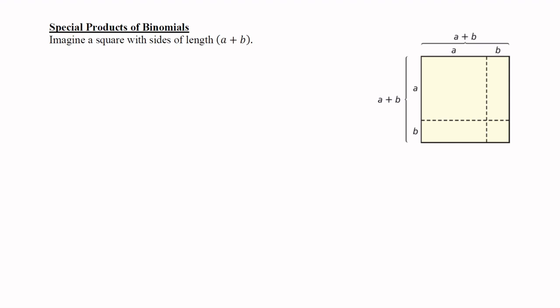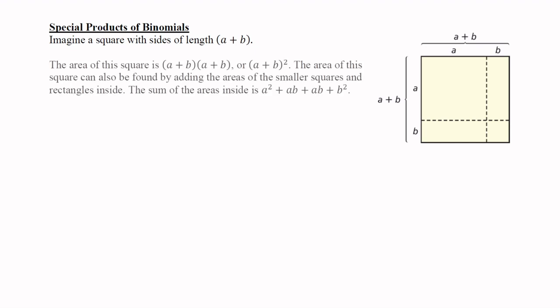You see that on the top and over on the left-hand side. We have a portion of the length as a and another portion of the length which is b, and when added together you get the total length of the side, which is a plus b. The area of the square is a plus b times a plus b, or you can also write it as a plus b quantity squared.